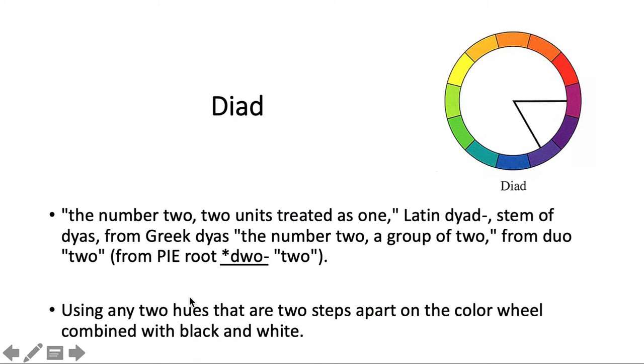Dyad, using any two hues that are two steps apart on the color wheel. So it's not quite like the analogous, because the analogous is right next to each other. This one, you kind of just imagine you spread this out a little more. You have one space in between.